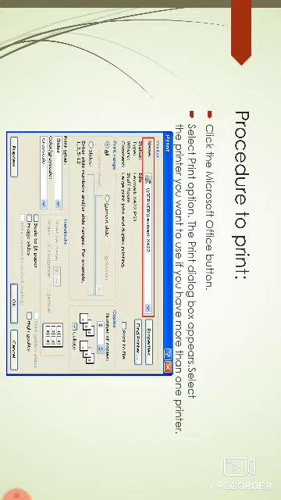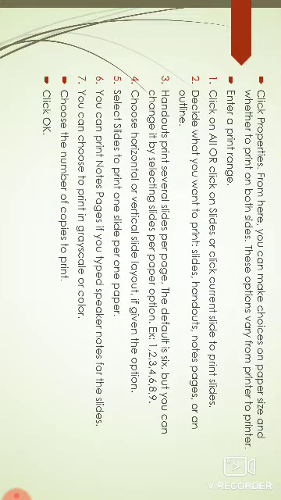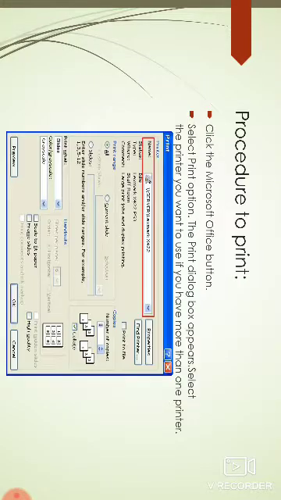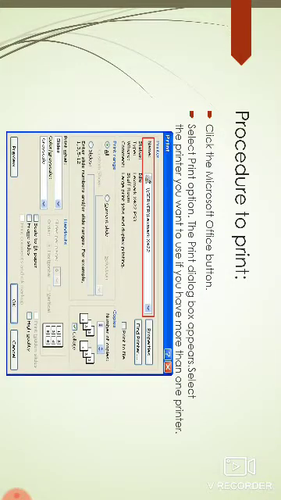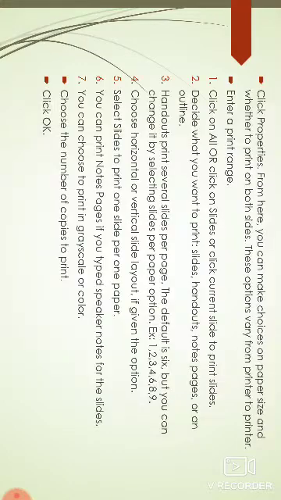Next, click on properties. See this properties button. From here you can make choices on paper size and whether to print on both sides. These options vary from printer to printer. Whenever we click properties, it displays a dialog box. In that dialog box we have to select the paper size and print on both sides. Based on the printer the options may vary. Then close the properties window.